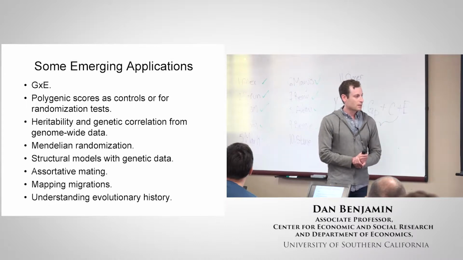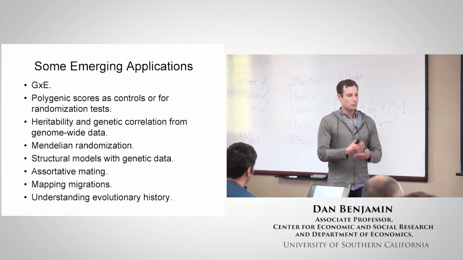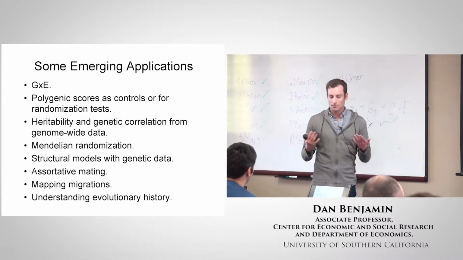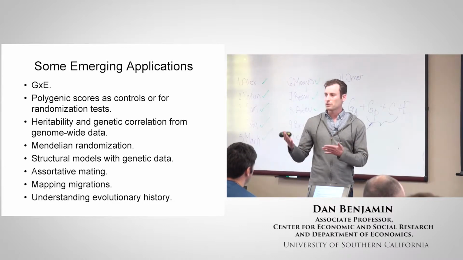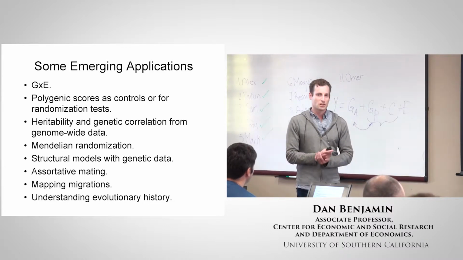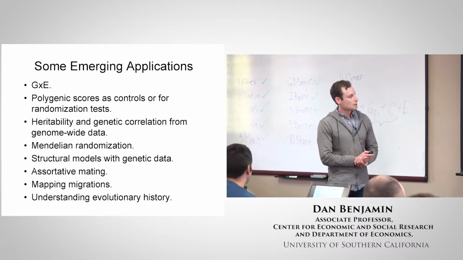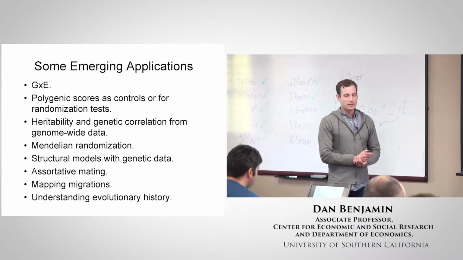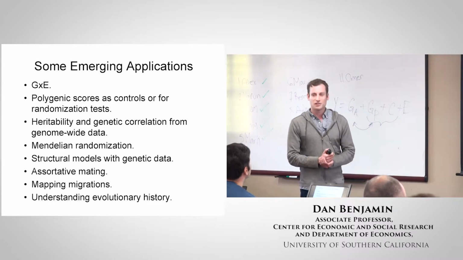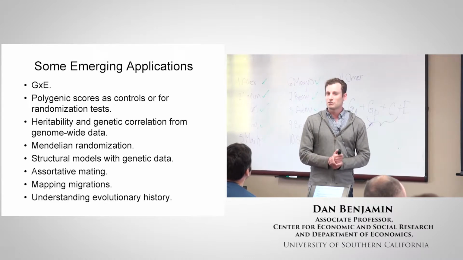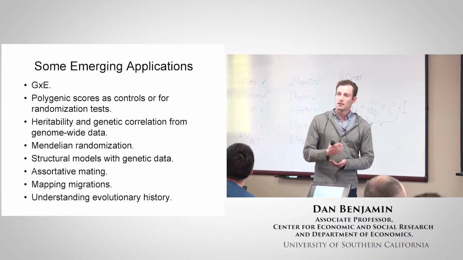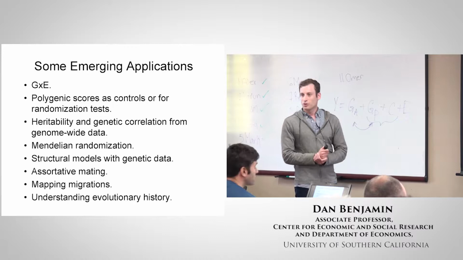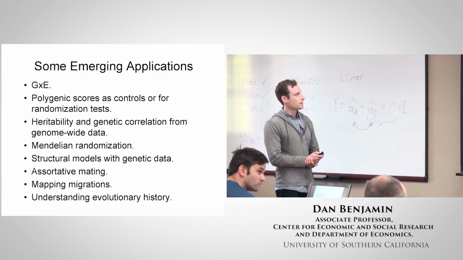Mapping migrations, and more generally using tools like the principal components as measures of ancestry, as Omer was just talking about. And understanding evolutionary history more broadly, as in Jonathan's presentation, as in the work Remy was proposing.